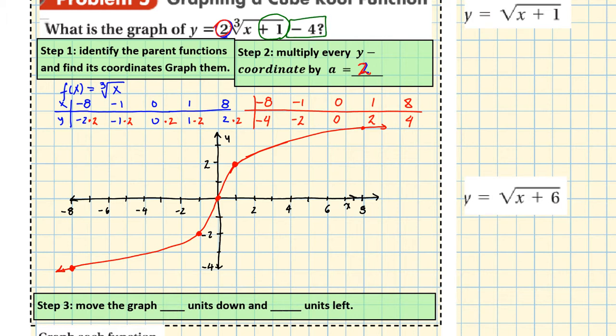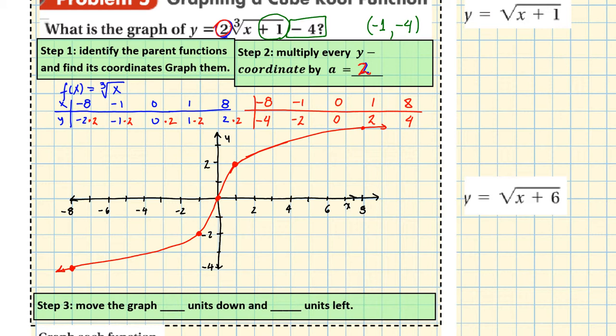And since we have a +1, it means that all the points are moved 1 unit left. So we're going to move it -1 units and -4 units. Okay? Telling you which direction we're going to go. So, the first point is over here. We have to move it left 1 unit, down 4 units. So it looks like it's going to go outside the box that we have. So we're not going to use that one. Just we know that it's going to go down here.